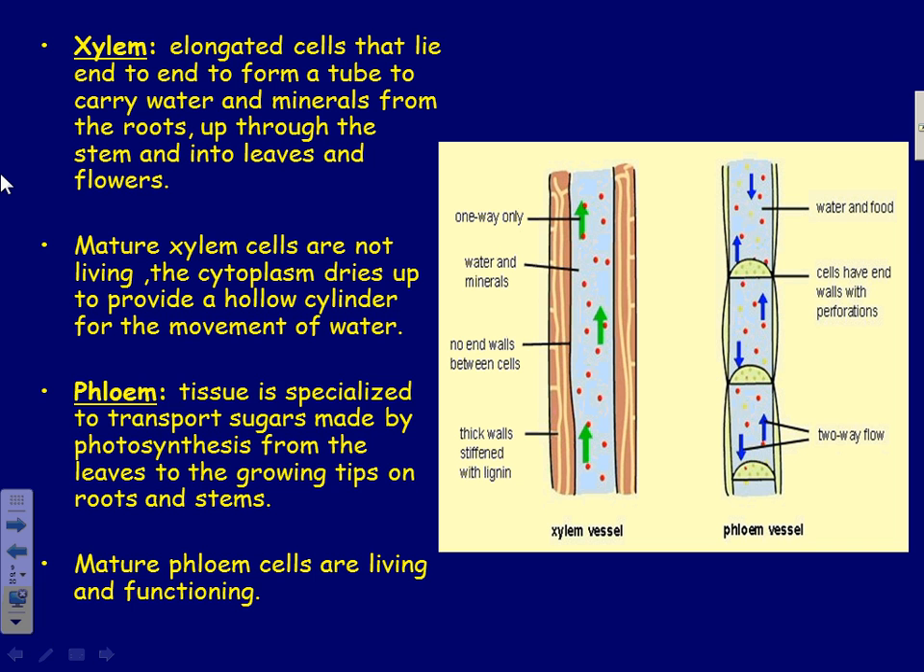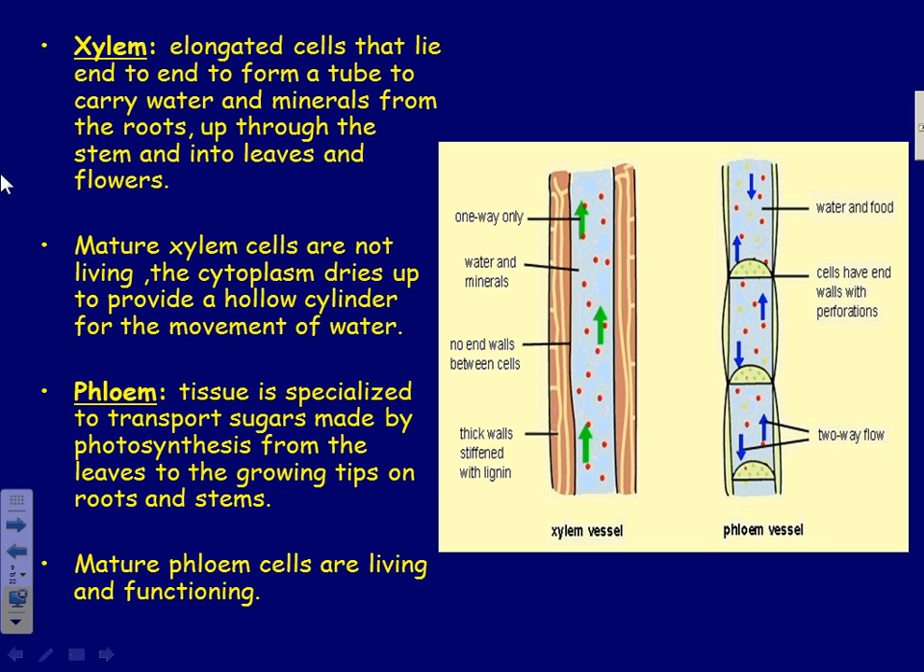Phloem tissue is specialized to transport sugars that are made by photosynthesis from the leaves into the growing tips and the roots of the stem, so out to where it needs it. Mature phloem cells are living and functioning, so therefore they have cell walls, and osmosis and diffusion play a big part there. All right. With the xylem, I do know that it's not necessarily osmosis that brings the water up. It's more like a straw.